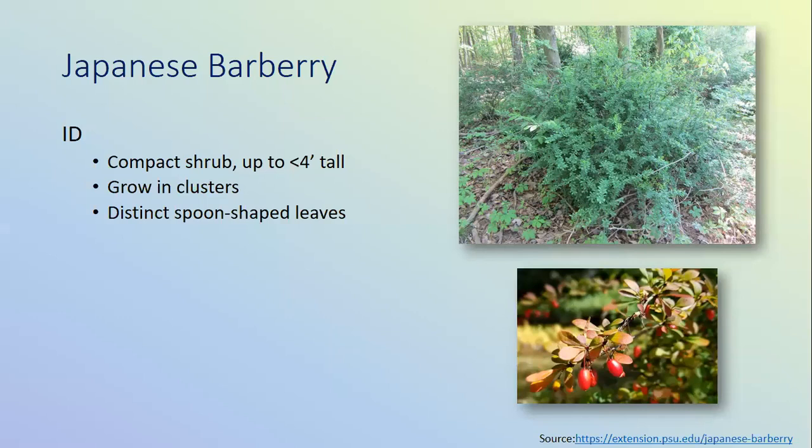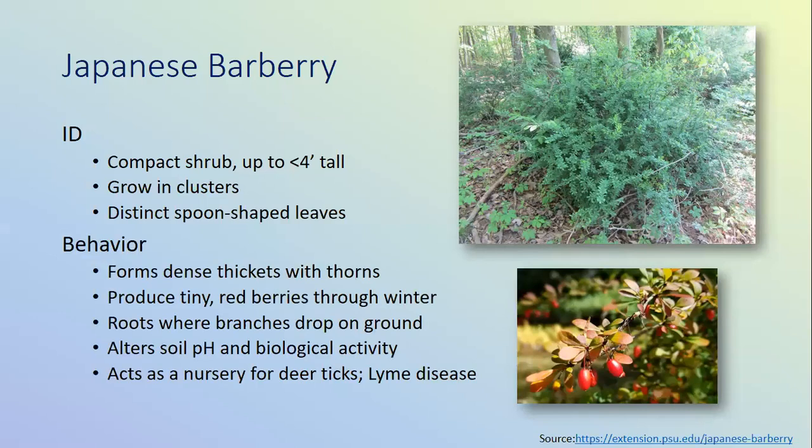These guys were introduced as an ornamental shrub in 1875, which is a common theme here. They were originally used as living livestock fences and hedges and farm fields. And they're actually still sold today in some nurseries and garden centers, unfortunately. They do produce very dense thickets, and they have thorns, so they can be quite painful to try to walk through. And they produce really small red berries that actually persist throughout the winter.